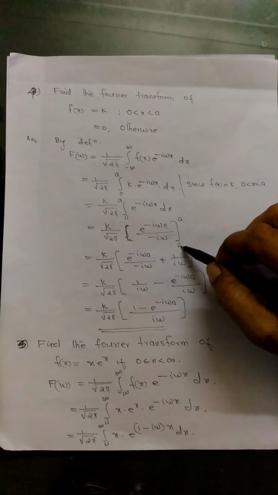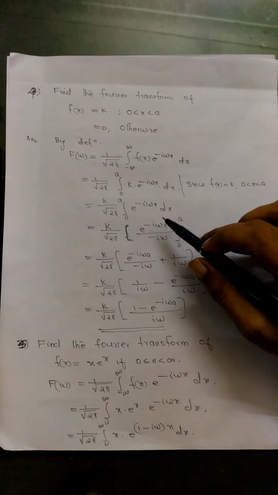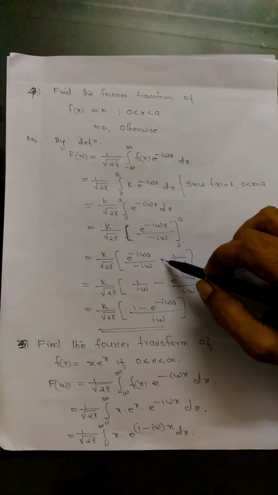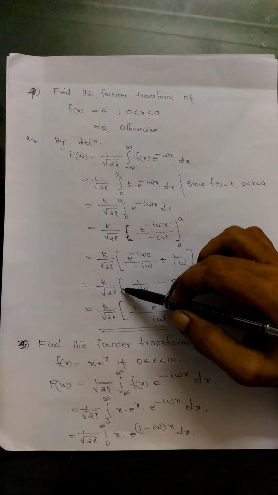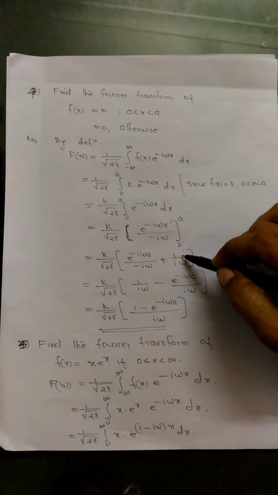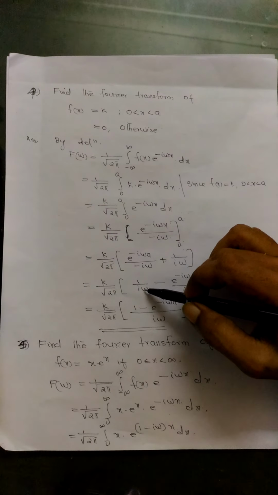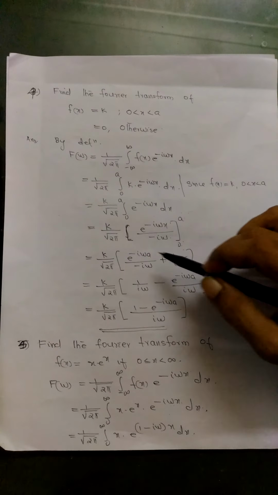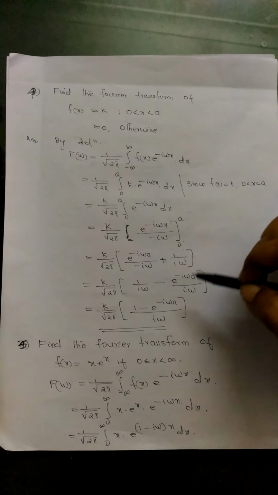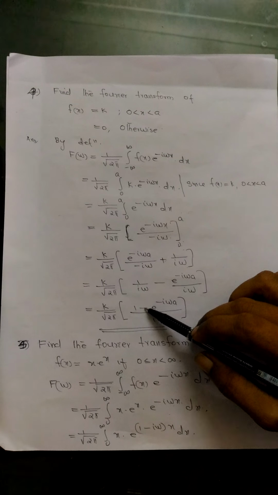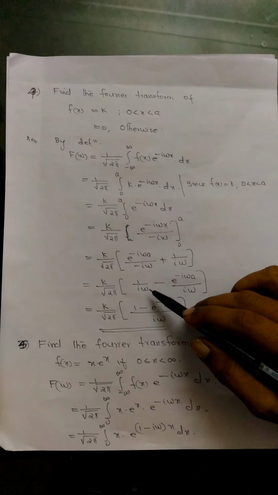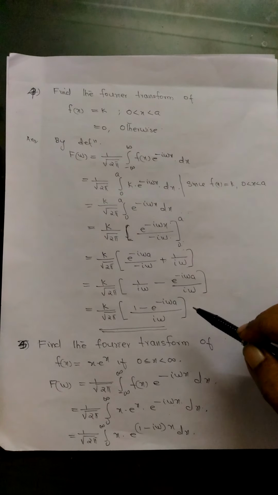Then apply the lower limit 0. Then e raised to minus 0 is 1, and minus into minus becomes plus. So, plus 1 divided by i omega equals k divided by root 2 pi. Then first we write the positive term, that is 1 by i omega, minus e raised to minus i omega by i omega. So this equals k divided by root 2 pi into 1 minus e raised to minus i omega, all divided by i omega.